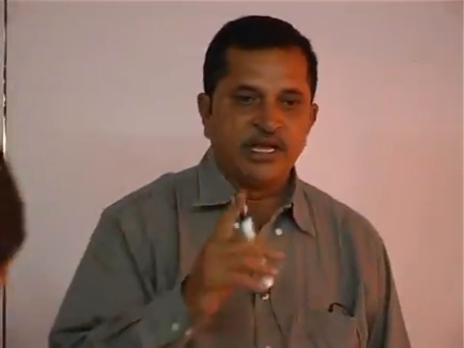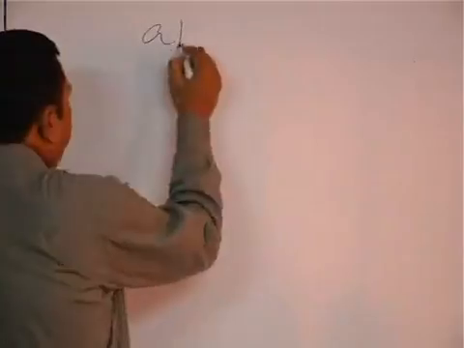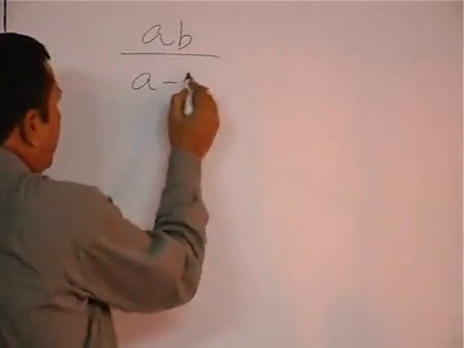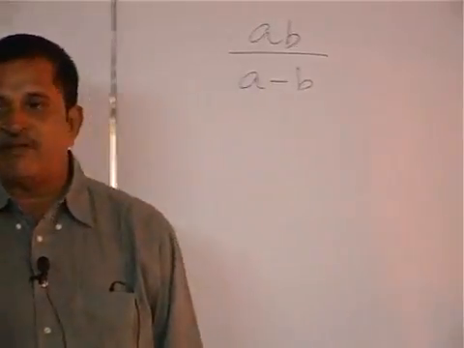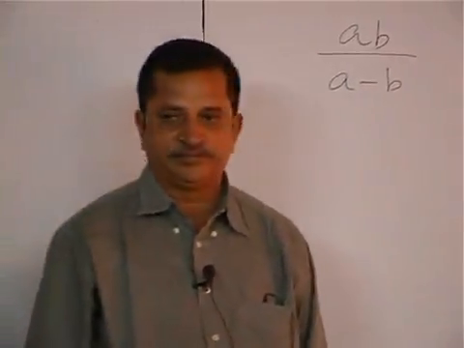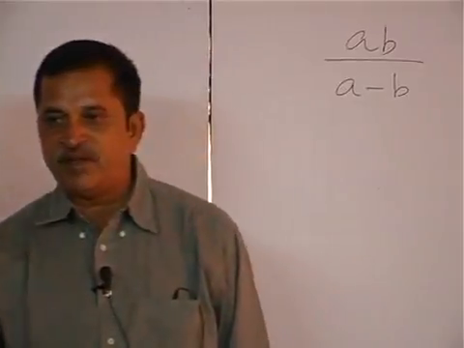If two individual works are given and the combined work is asked, the direct formula is AB by A plus B. If the combined work is given, one individual work is given and the second individual work is asked, the formula is AB by A minus B. A minus B means higher value minus lower value.